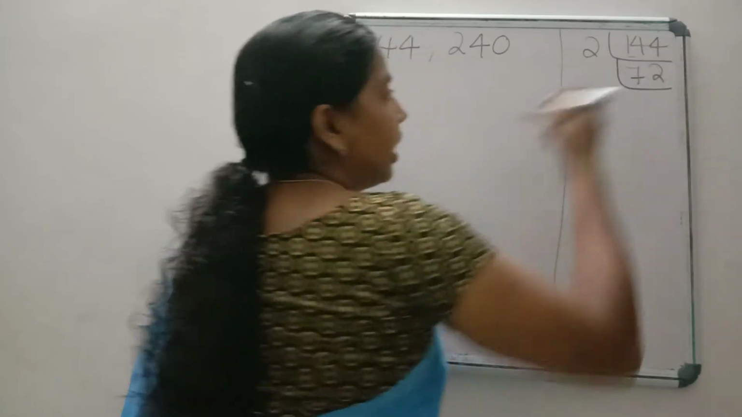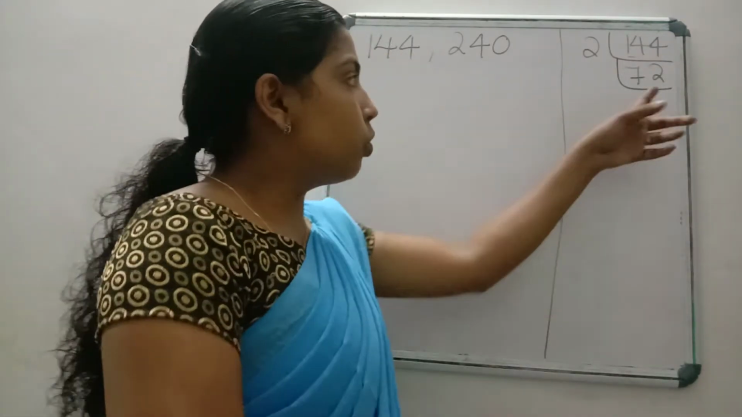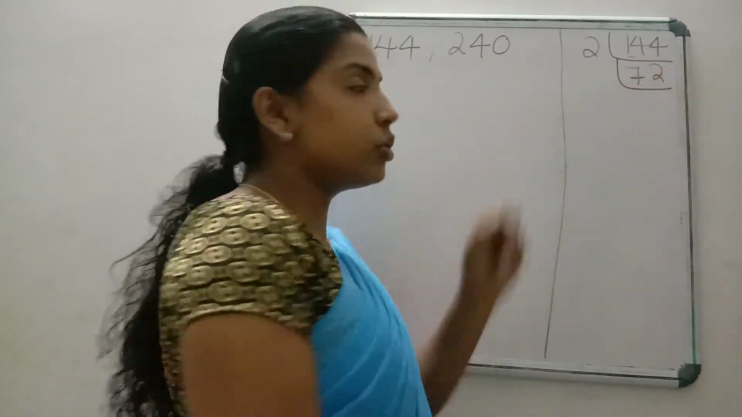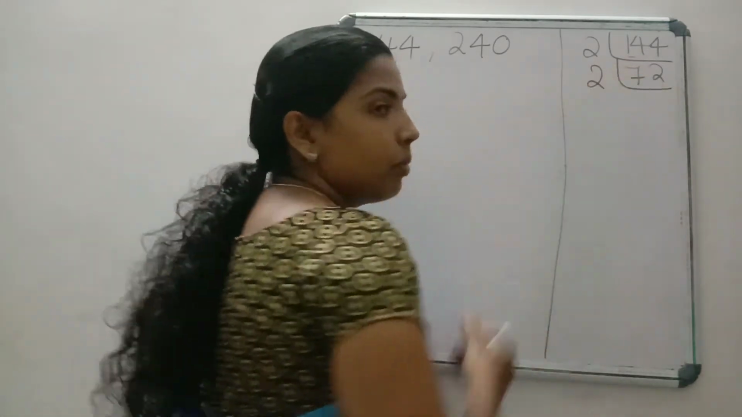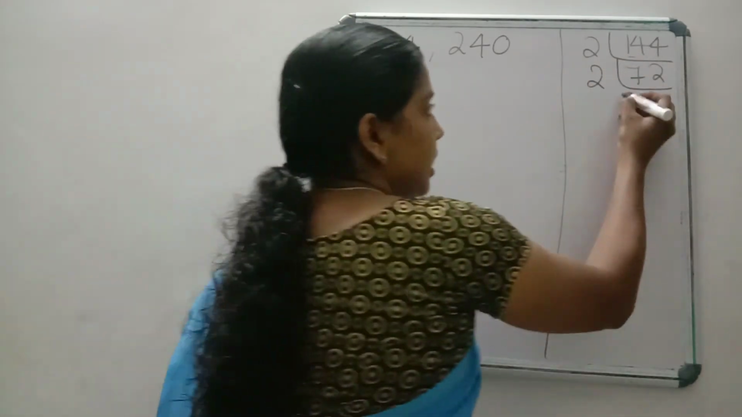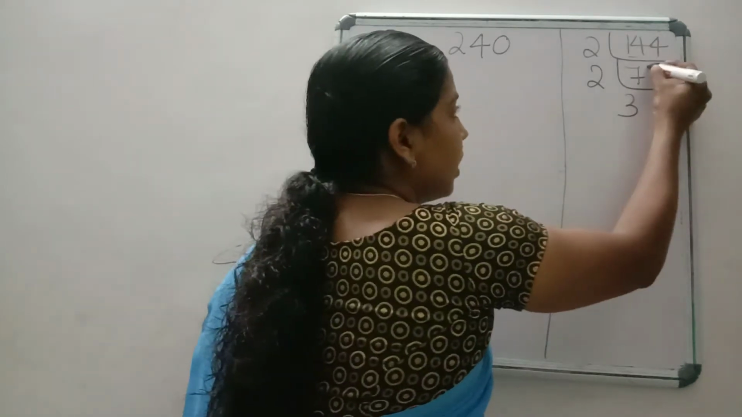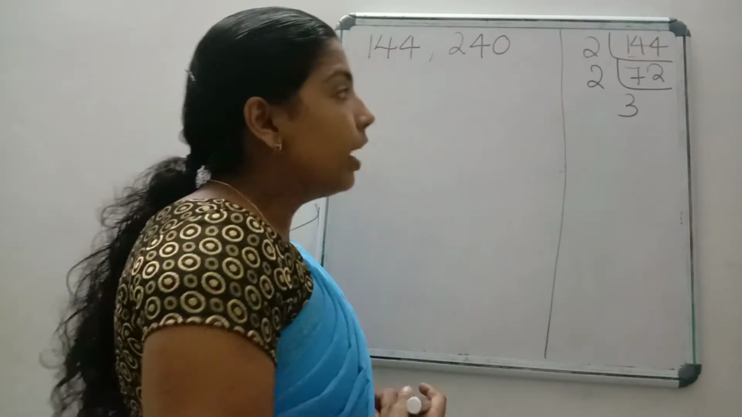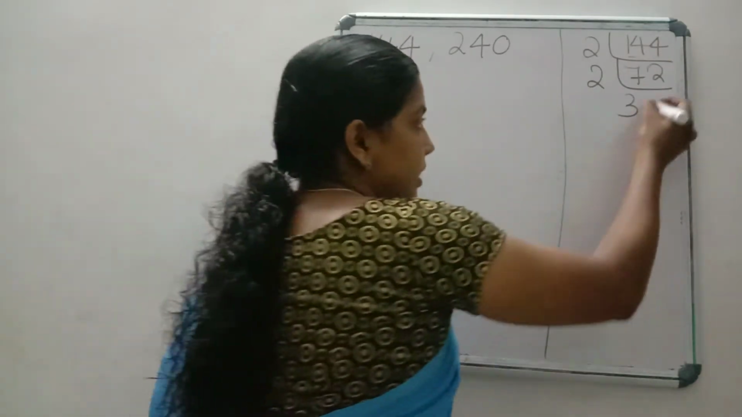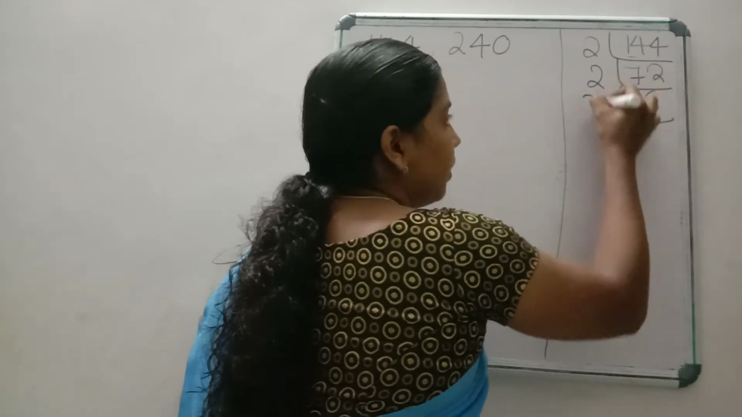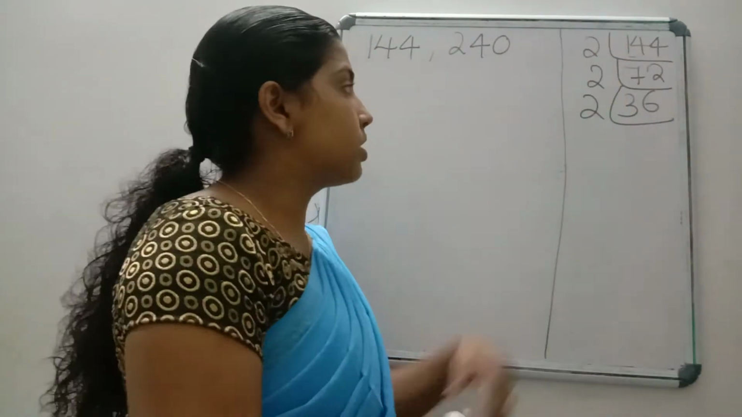Again we can divide with 2, because see the number in the ones place is 2. 2 in 7, how many times? 3 times, 2 3s are 6. And 1 is remaining, give that 1 here. Now the new number is 12. In 12, how many times? 6 times. Again, you can divide with 2 or 3 you can use.